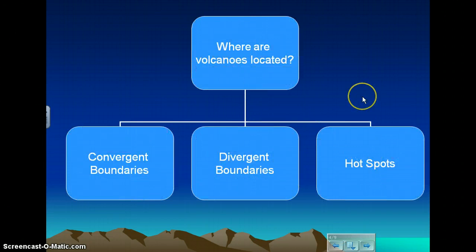So where are volcanoes located? There are three kinds of places you can find volcanoes. One of them is convergent boundaries. Convergent boundaries are areas where the plates are moving together. Divergent boundaries are when plates are moving apart. And a hot spot is just an area where the mantle is warmer and all that warm magma will rise up towards the surface. So you can find volcanoes in all three of these locations.